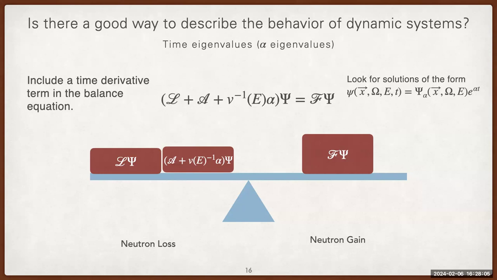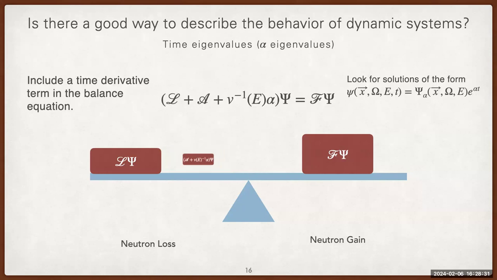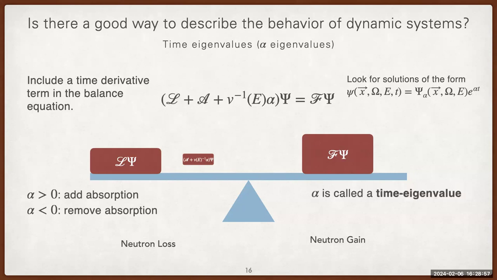So whatever values of alpha allow this equation to balance are eigenvalues. And so now in our balance here, we have leakage, and this term that looks like absorption plus an extra term that depends on the size of alpha. When alpha is large, we're increasing that absorption term, and when alpha is small, we're decreasing it. So now instead of adjusting fission, we're actually adjusting the amount of absorption of neutrons in our model. If alpha is positive, that means we're adding absorption, and if alpha is negative, we're removing absorption, making there be less absorption inside the problem. And so those alphas are called the time eigenvalues.